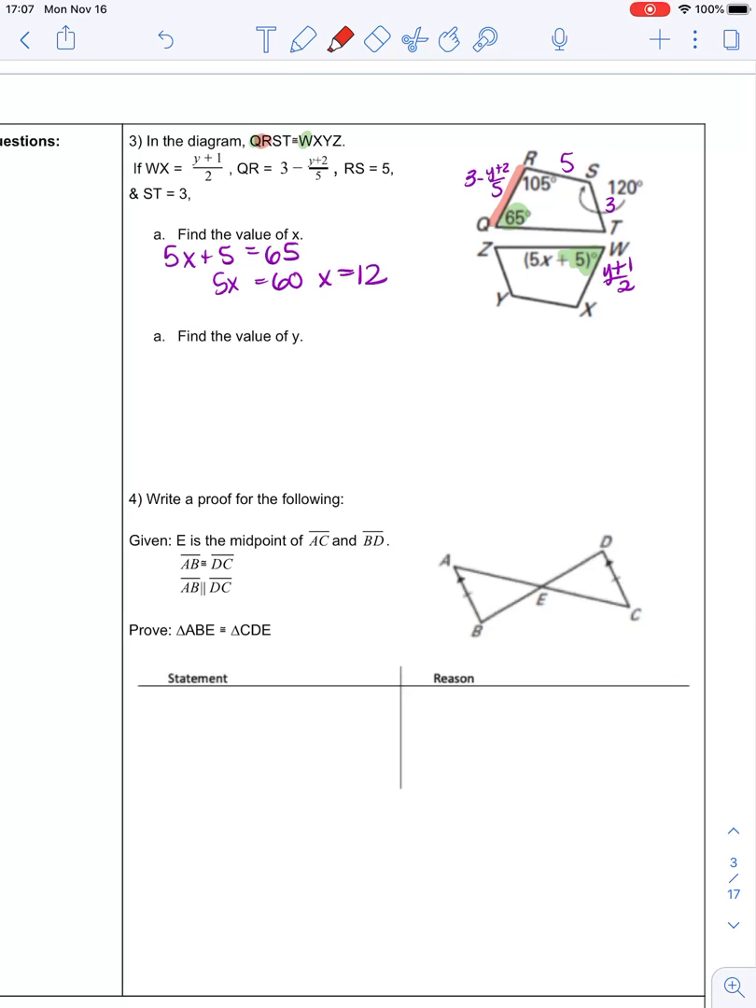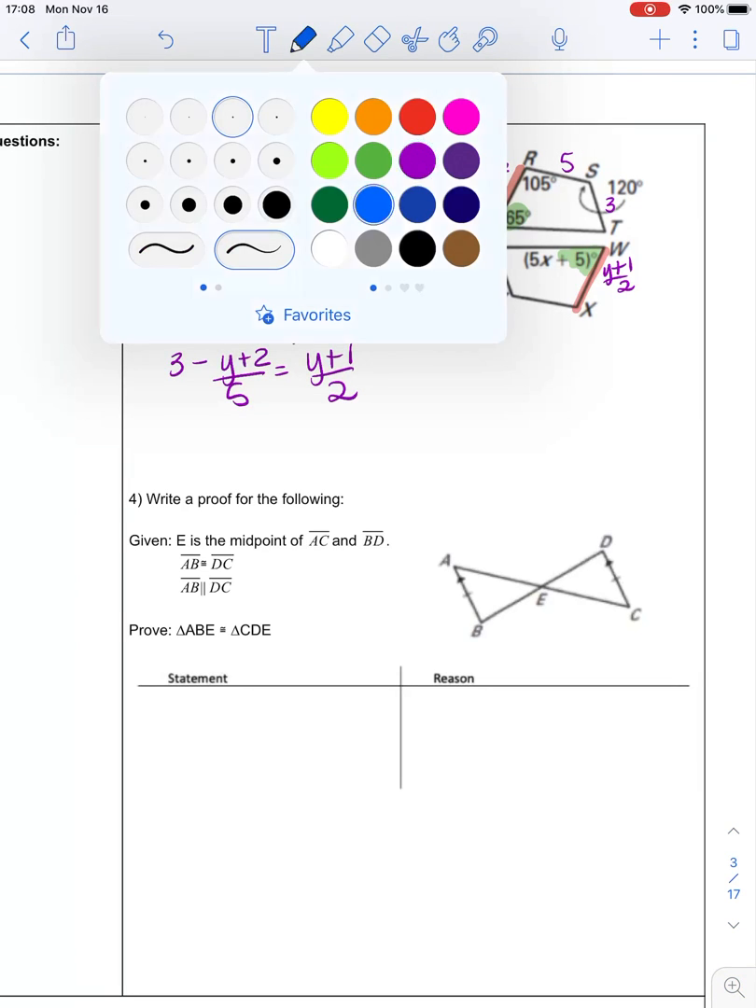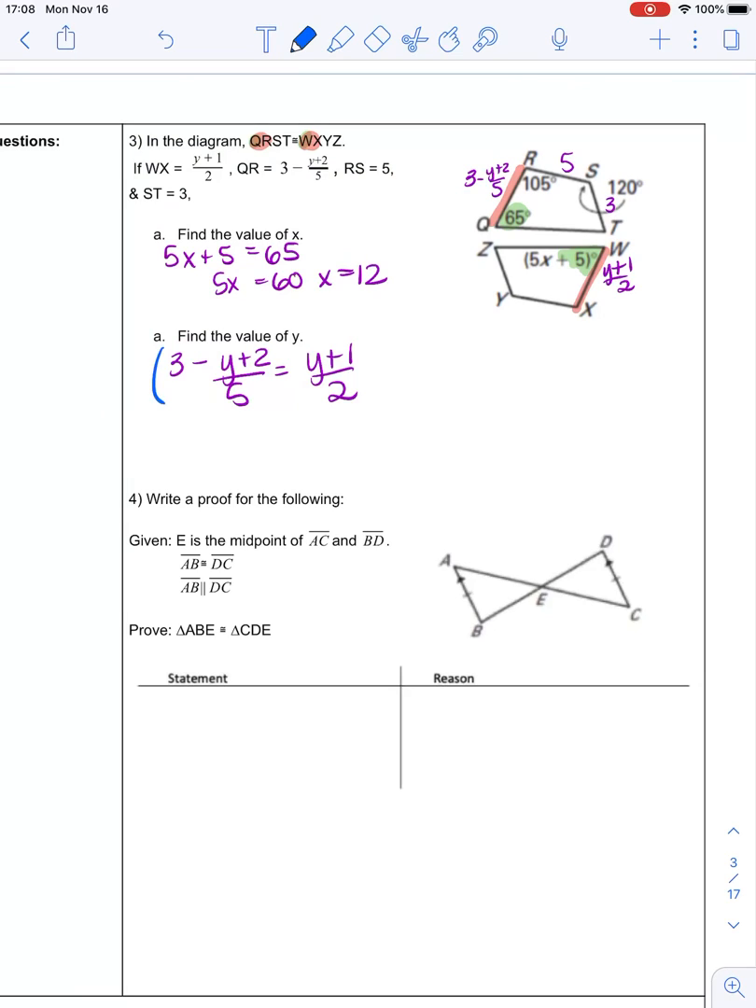I want to solve for y, so pick one of the y's. Y is QR, so QR matches with WX. So those two are going to equal each other. So we have 3 minus y plus 2 over 5 equals y plus 1 over 2. I think it's easier when you're dealing with fractions to go ahead and try to get rid of that fraction. And the easiest way to do that is to multiply by your least common denominator on both sides. So 3 is over 1, and then we have 5 and 2. So 10 would be our least common denominator.